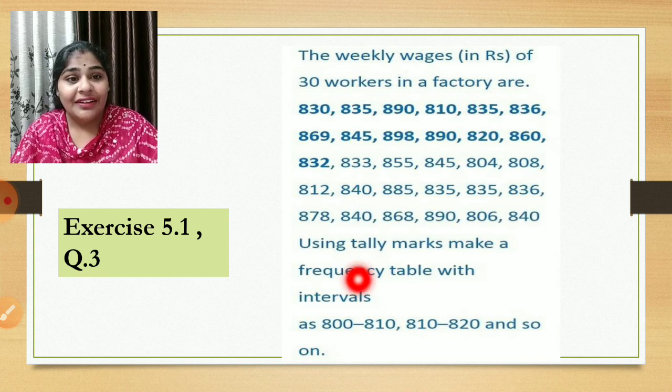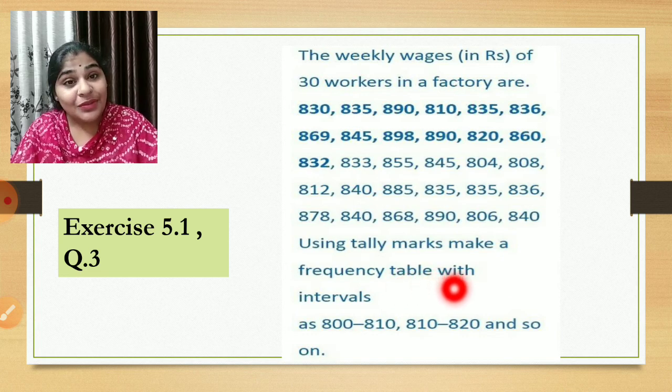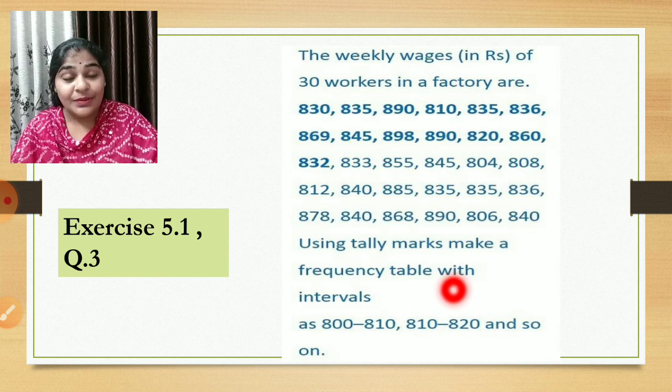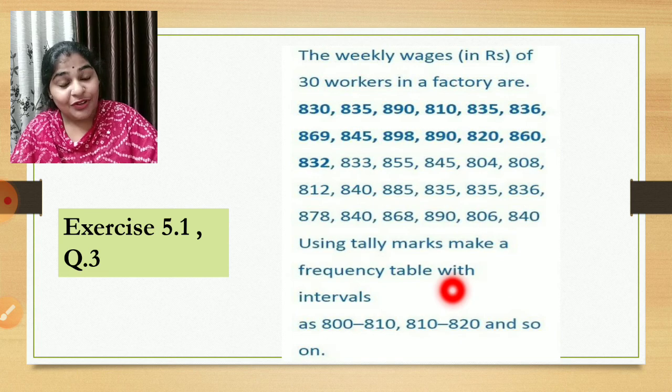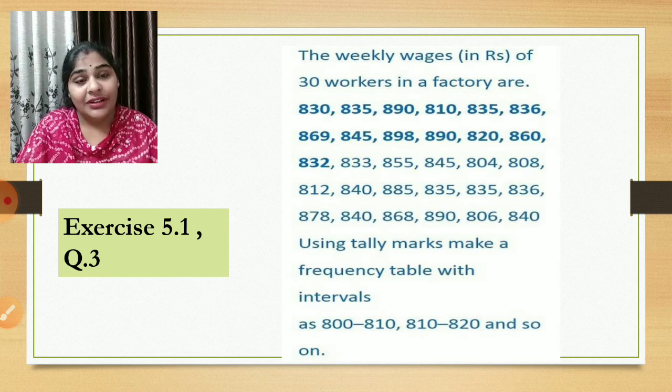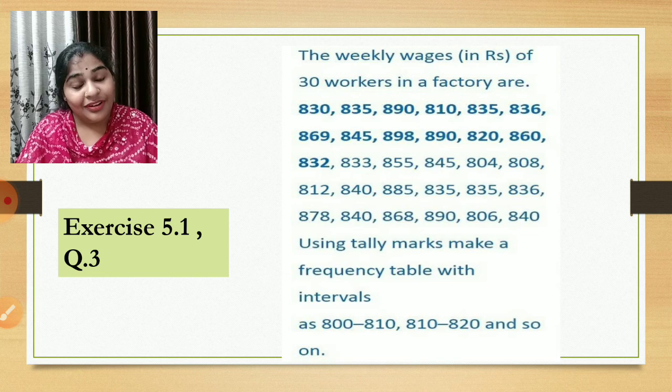Here it is 800 to 810. Next will be 810 to 820. Next will be 820 to 830. So the intervals should be continuous, and the width of the intervals should be equal. Here you can see the width is 10, right? So we now have to first draw a grouped frequency distribution table.